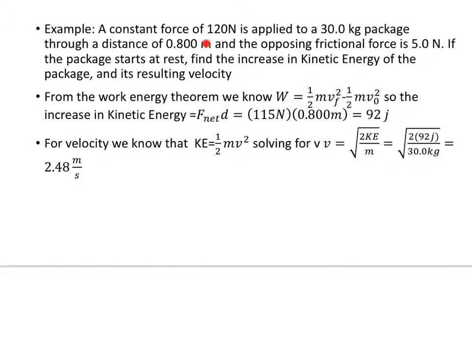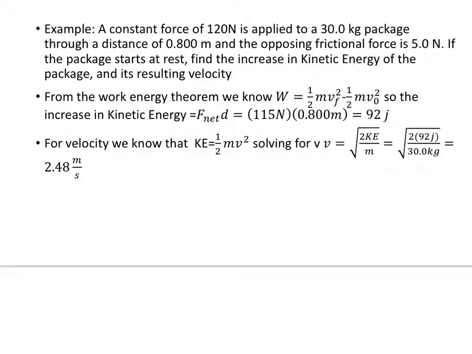Okay, so now notice this is the net force. So we're applying a force of 120 newtons, but there is an opposing force due to friction, which opposes the motion, of 5 newtons. So the net force is 115 newtons, and the displacement is 0.8 meters. And again, we're assuming that the force and the displacement are in the same direction, so that gives us 92 joules as the increase in kinetic energy.